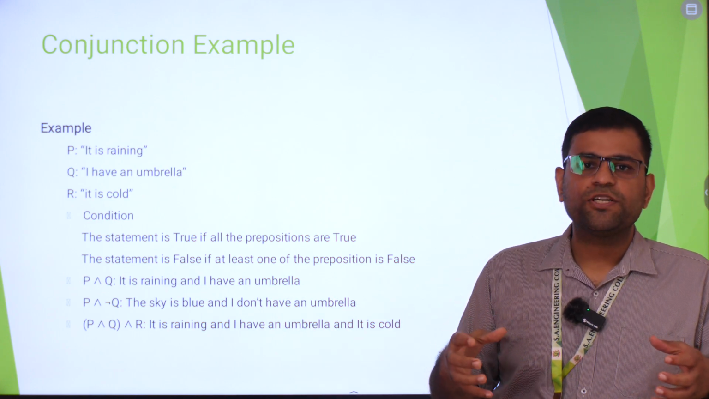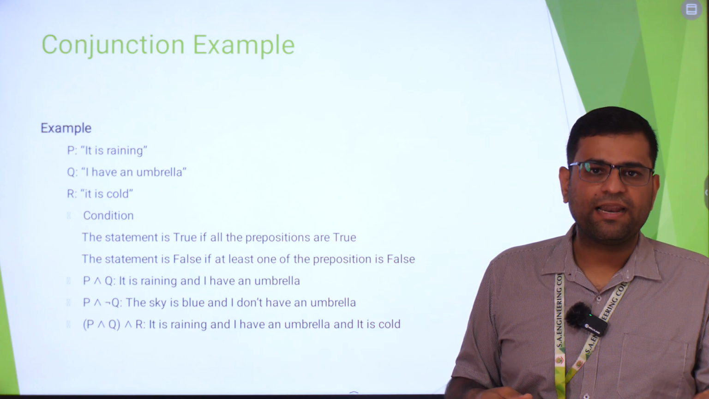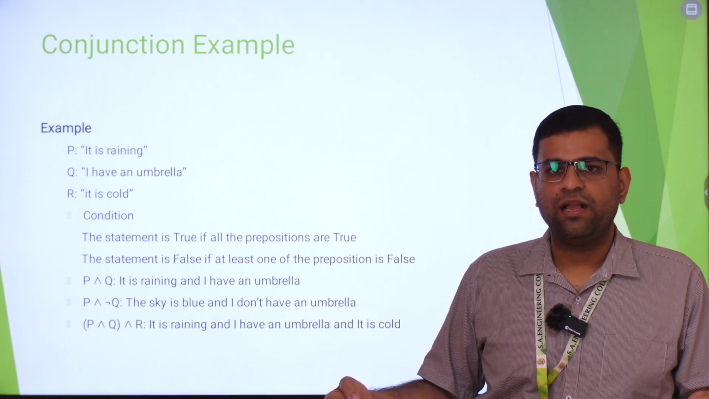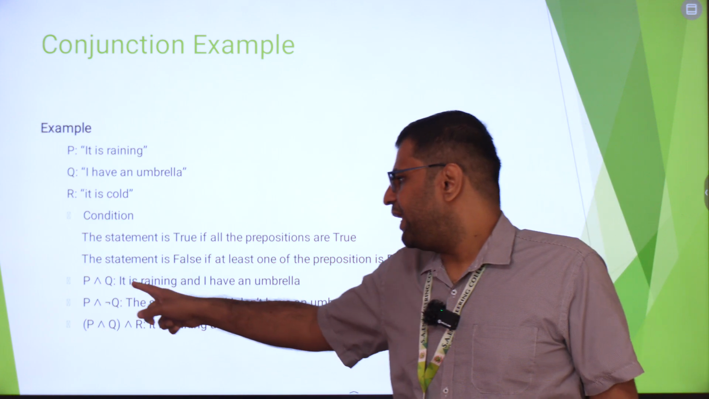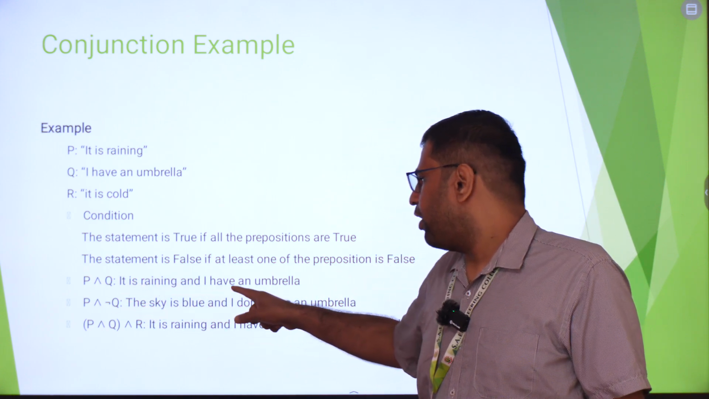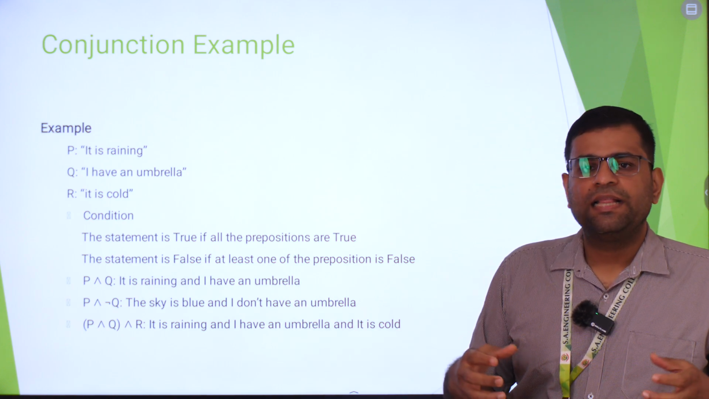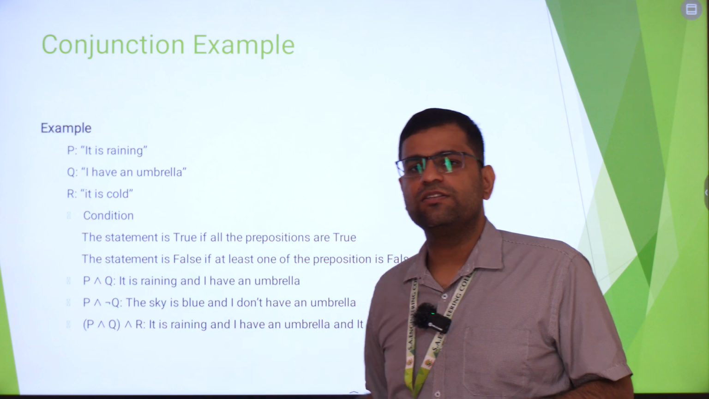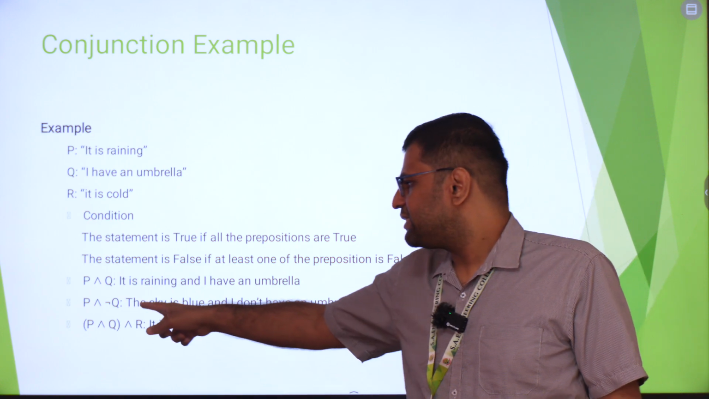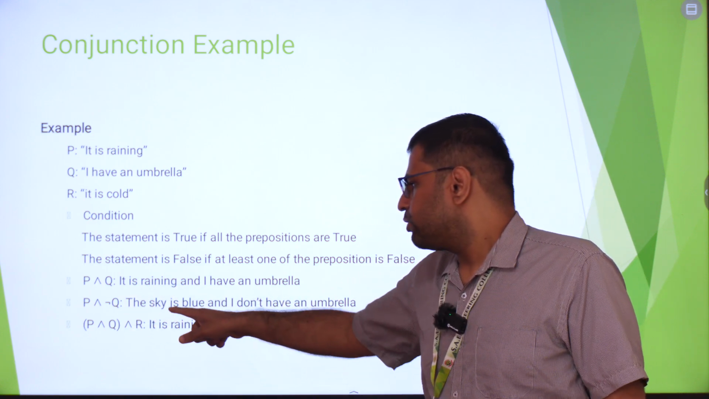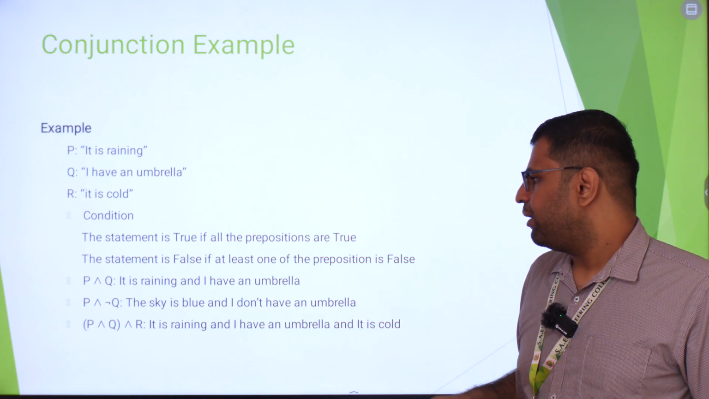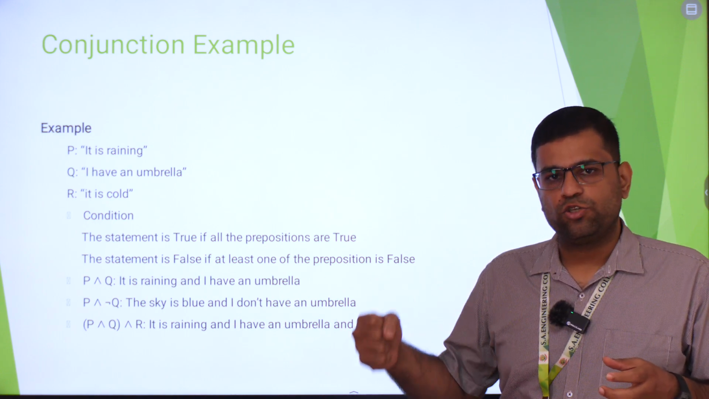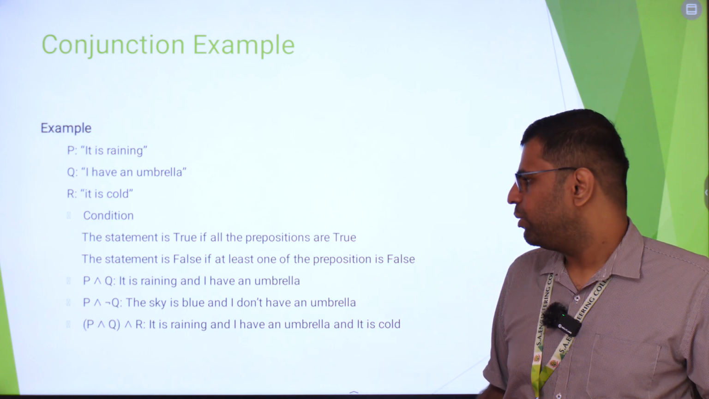So for the entire expression to be true, I should have an umbrella, and at the same time, it should rain. So if either it is not raining or I don't have an umbrella, the entire expression turns out to be false. Let's see, we can apply negation to Q. So the sky is blue and I don't have an umbrella. This basically means that I should not have an umbrella and the sky is blue.